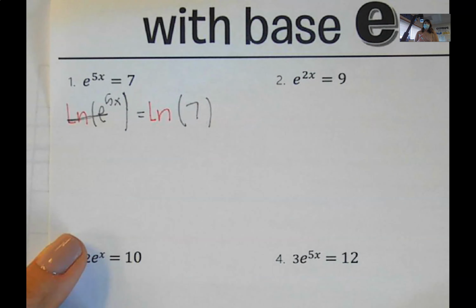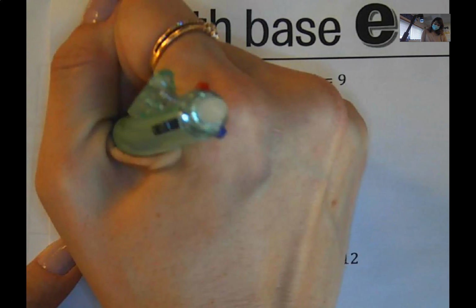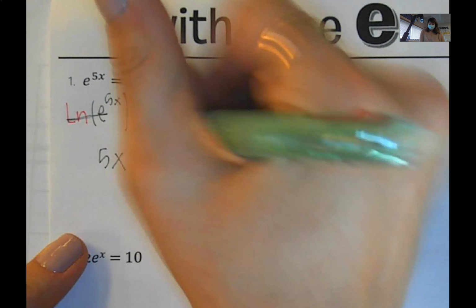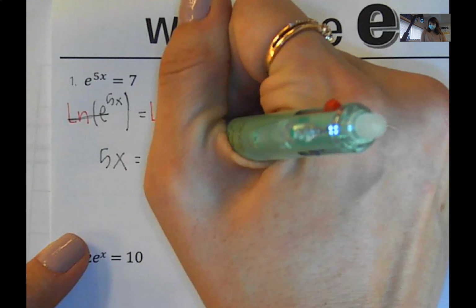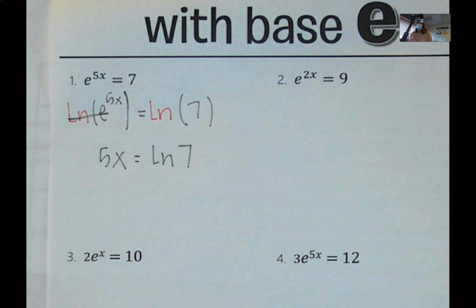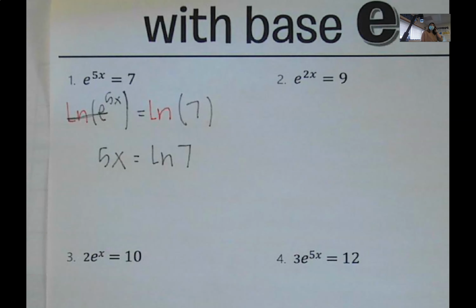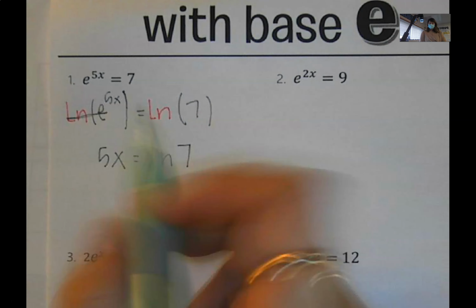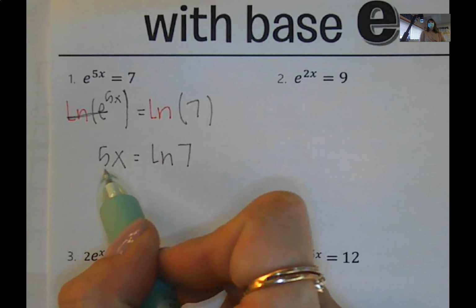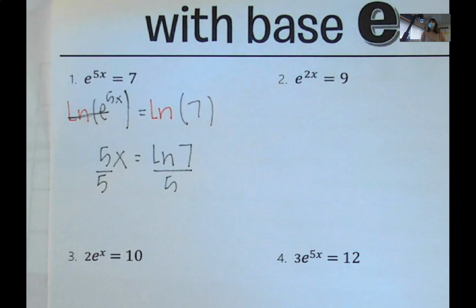Well, on the left-hand side, the ln and the e cancel each other out and go away. So what you're left over with is 5x. And what you have on the right-hand side, let's just keep it as the natural log of 7. And now this is a one-step equation. All we have to do is get rid of that 5. To get rid of that 5, you divide both sides by 5.